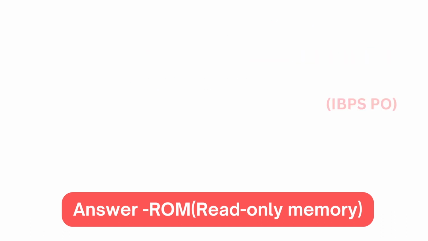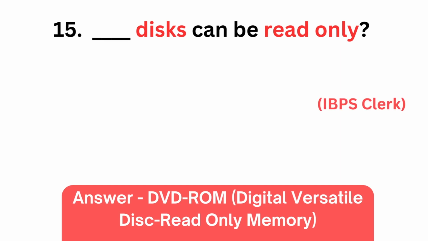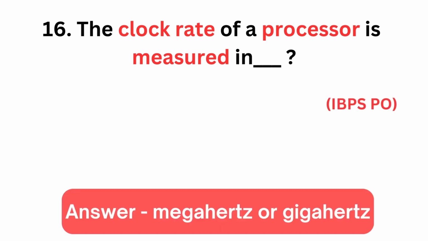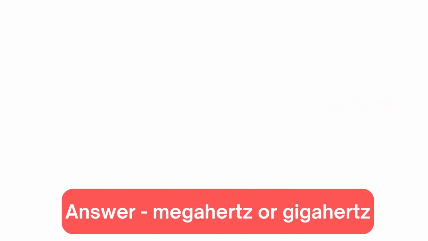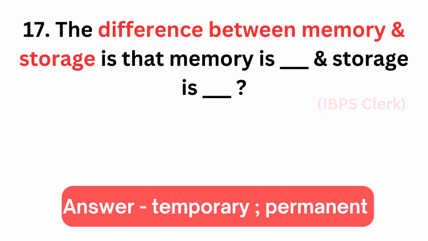When you first turn on a computer, the CPU is preset to execute instructions stored in the what? ROM, read-only memory. Which disk can be read-only? DVD-ROM, digital versatile disk read-only memory. The clock rate of a processor is measured in what? Megahertz and gigahertz. The difference between memory and storage is that memory is what and storage is what? Temporary, permanent.